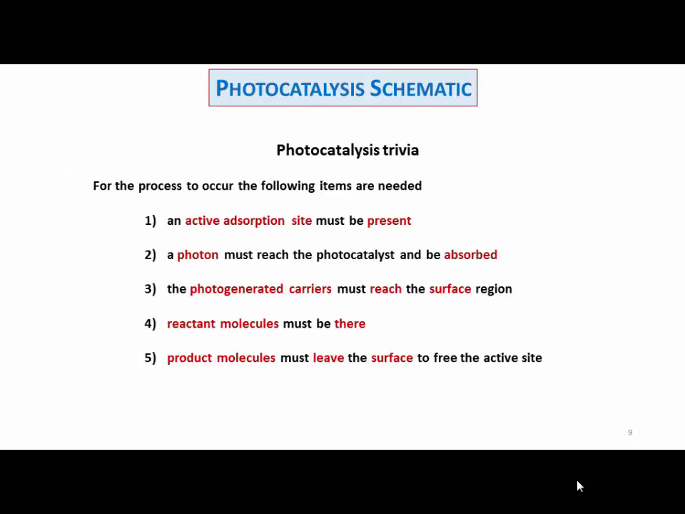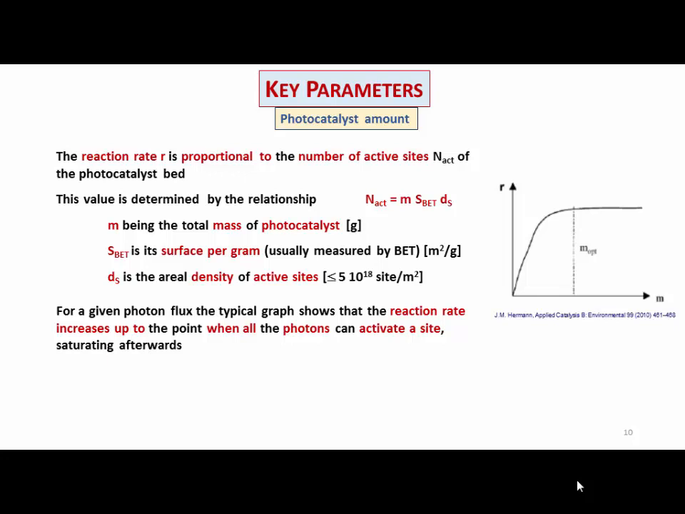And if you go very basic, trivial, I call it trivial because it is a very easy thing. There are a number of things that are so trivial, but they are critical because they can help you understand what you have to do in order to improve things. One is that you must have some active absorption site where you can bind your reactant molecule. Then a photon must reach the material and be absorbed. It will produce carriers, but these carriers should reach the surface, and there should be some reactant molecules there, as said before. And then you should be able to get rid of the products from the surface, otherwise everything is stopped. And these are, in my understanding, the key parameters of this process.